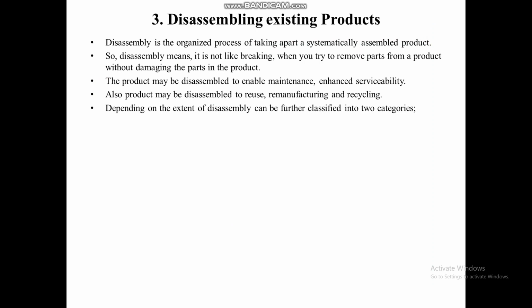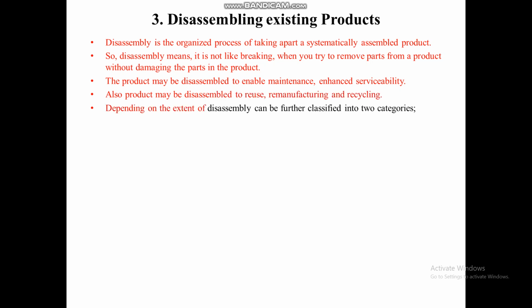Then next point, disassembling an existing product. Disassembling is the organized process of taking apart a systematically assembled product. Disassembly is not like breaking. You are trying to remove a part from the product without damaging the part in the product. The product may be disassembled to enable maintenance, enhance serviceability. Also, a product may be disassembled to reuse, remanufacture, and recycle.